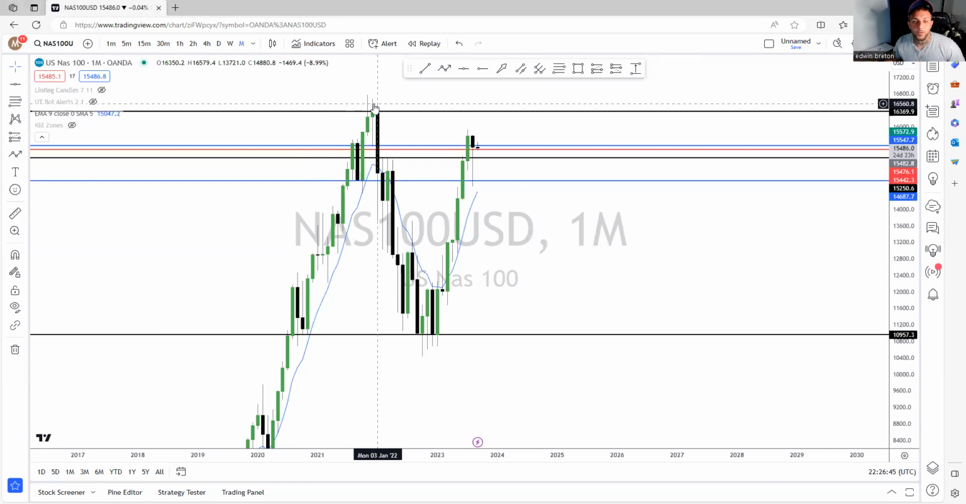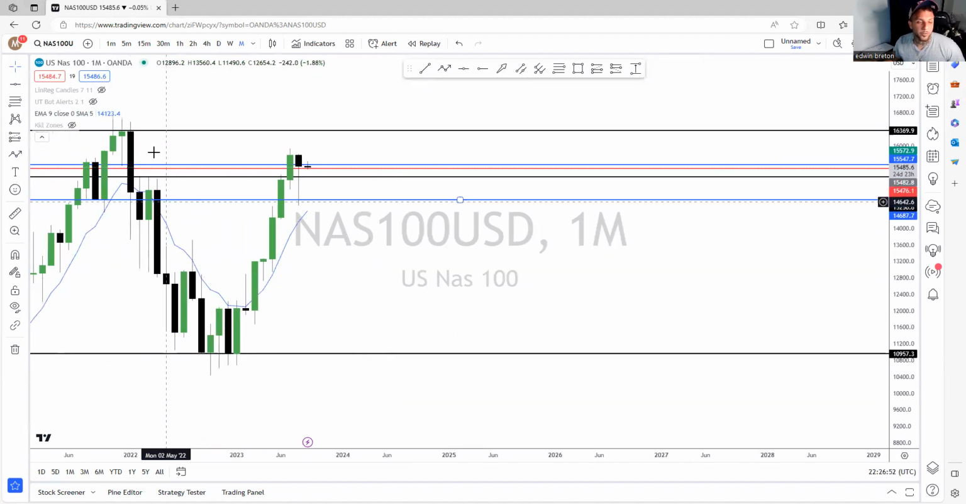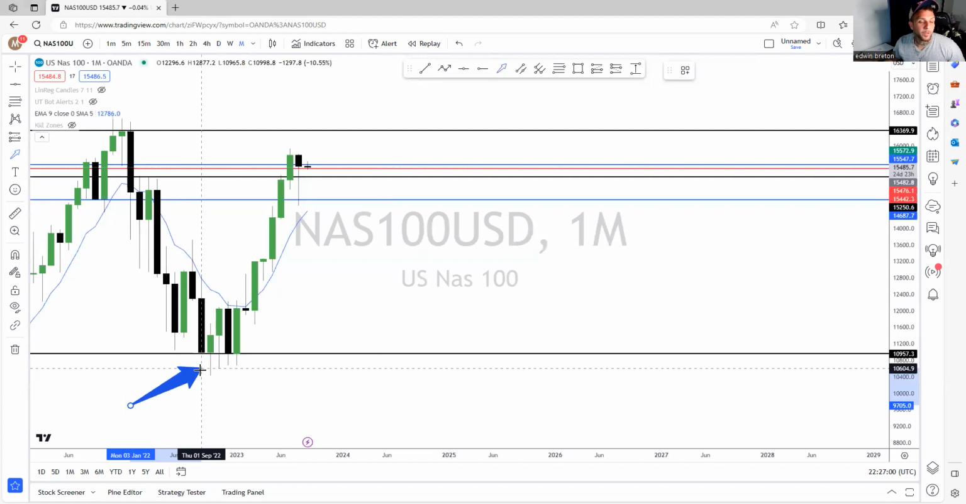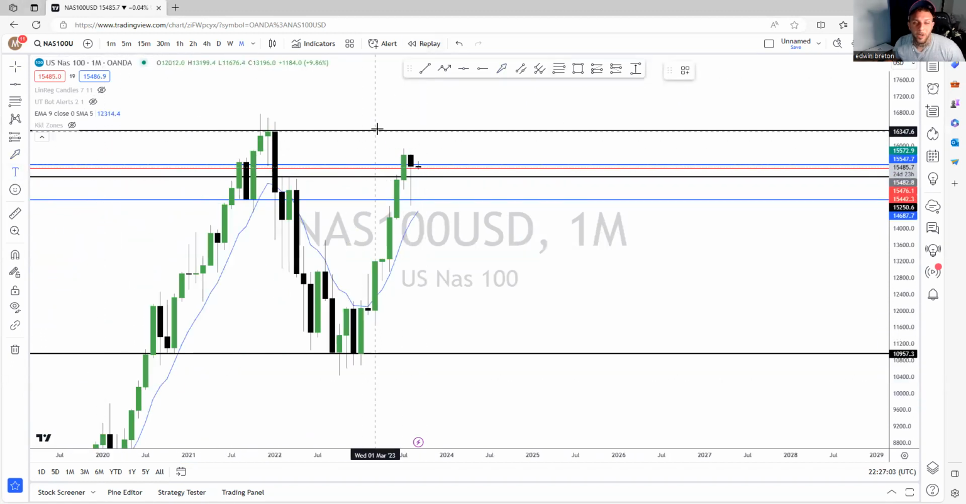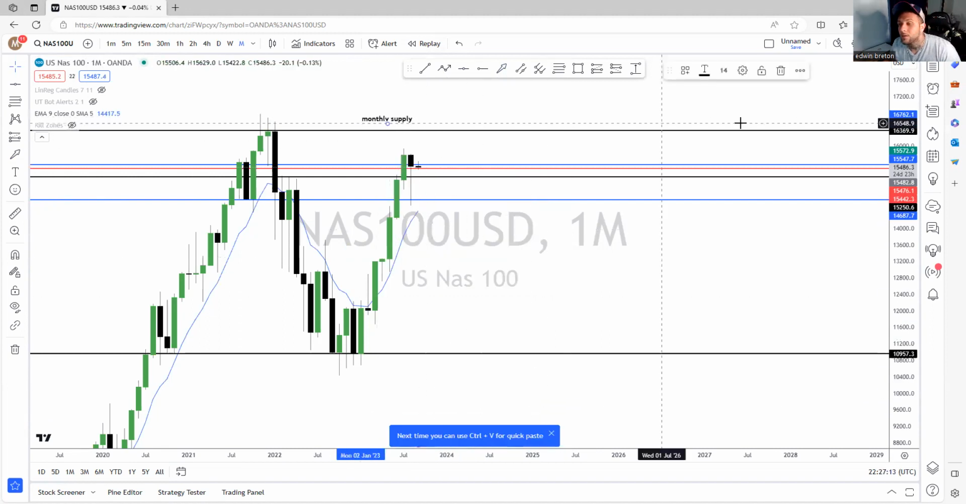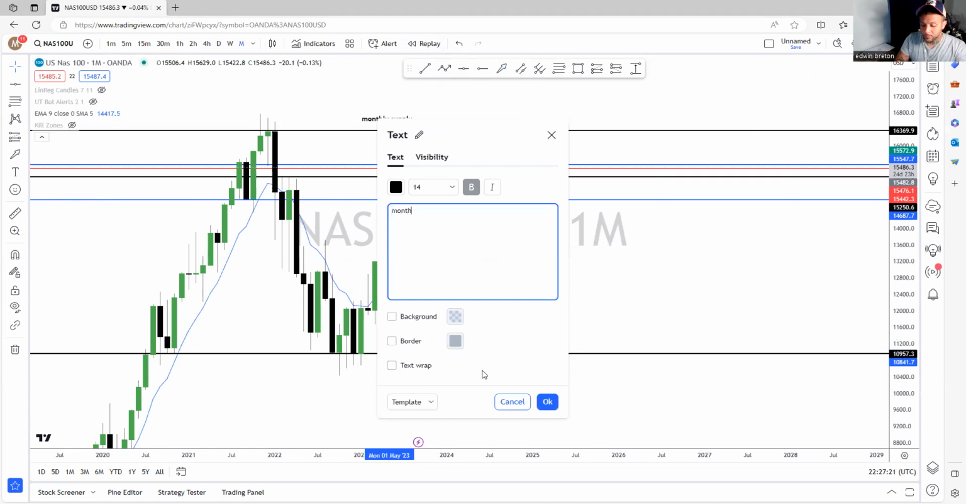If I focus on where we have peaked before and where we bounced from, just to focus on where we're trading now, we can see we have a level of supply up here and a level of demand where we bounced off. I'm going to write those down. It's going to be my monthly levels. I'm going to put monthly supply. I have a monthly supply up here at 16,369. And then I'm going to have a level of monthly demand.